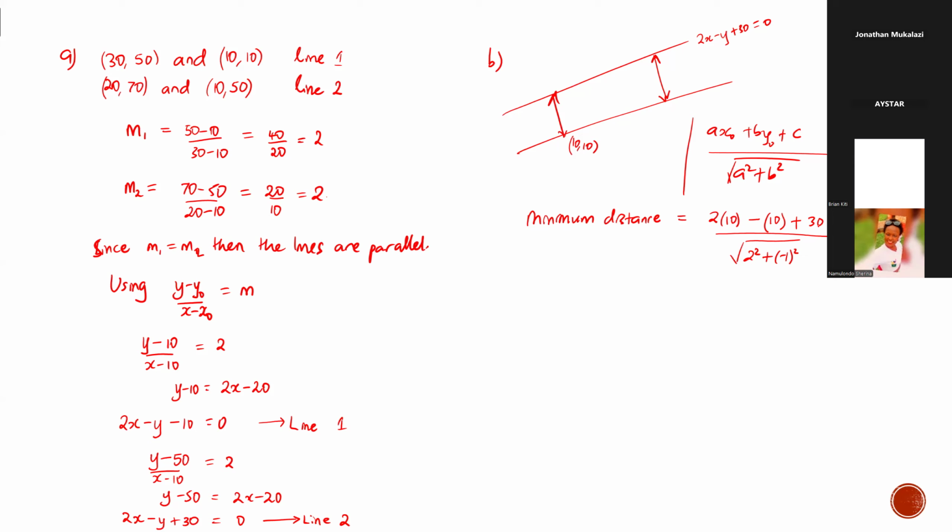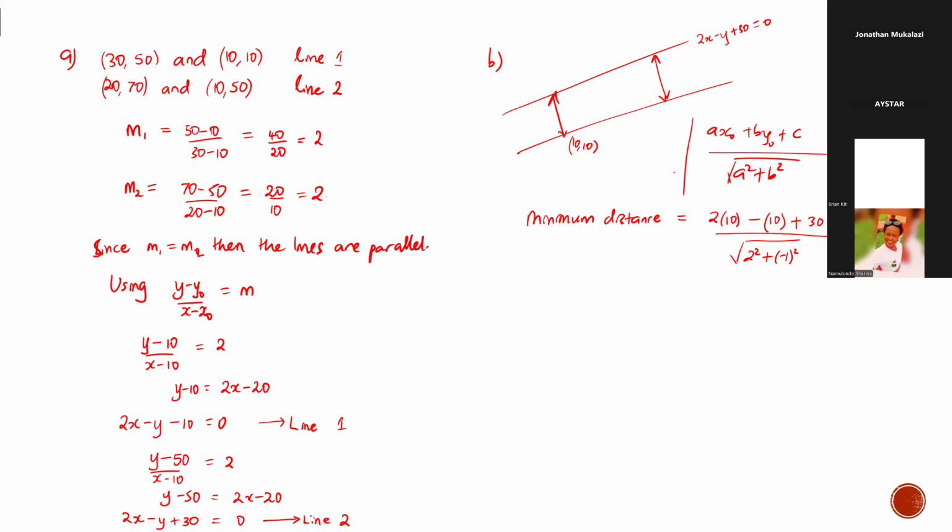Now, if you want, you can confirm this with another point. You could take a point from the other line and then get its distance from the lower line, 2x minus y minus 10 is equal to 0. So you could take maybe (10, 50) or (20, 70) and find its distance from line 1. You realize that the answer you get is also 40 over root 5.